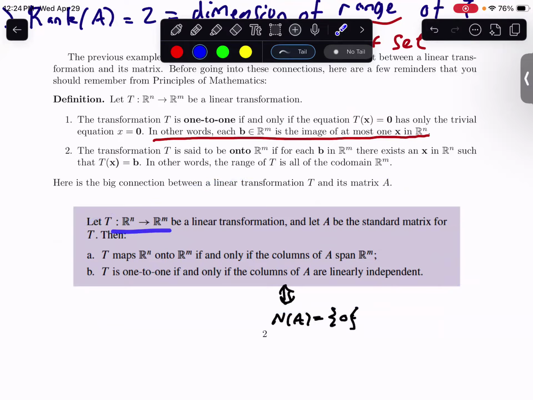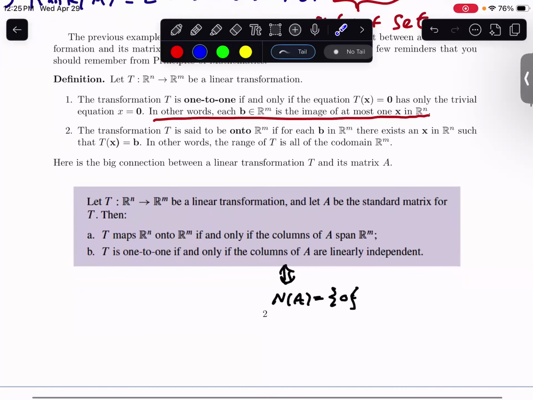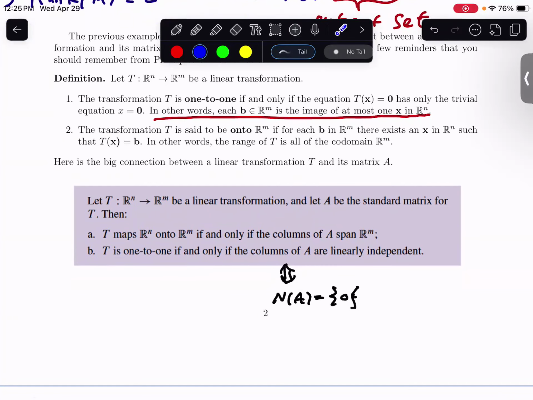So if you have a linear transformation from Rn to Rm, and you let A be its standard matrix, then you can say that the transformation is onto if and only if the columns of A span Rm. That's like saying you always have a solution for your set of linear equations. This will make more sense on the next page. And then we have that T is 1-to-1 if and only if the columns of A are linearly independent, meaning that you have a trivial null space, right? So you can take your transformation, write out the matrix, row reduce it, and determine the dimension of your null space, just like we've done in the past.